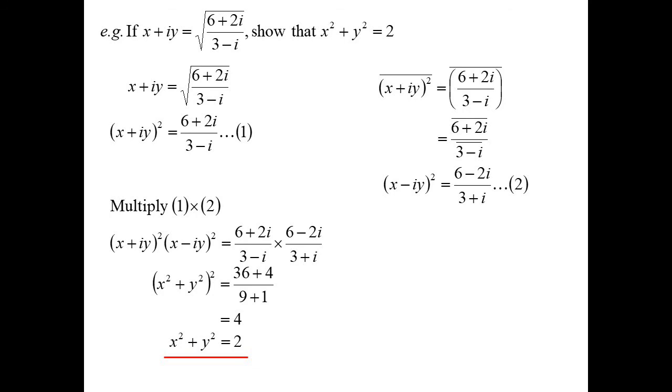Now, I know it has to be positive 2, because remember, x and y are representing real numbers. And when you square a real number, you've got to get a positive number. So negative 2 would not be a possibility for this one.